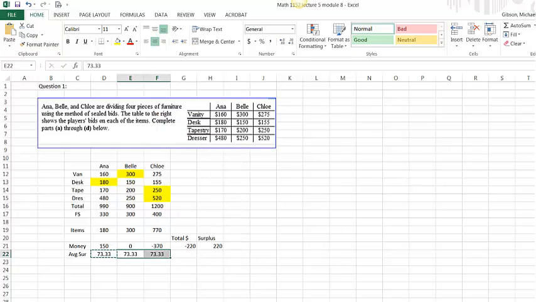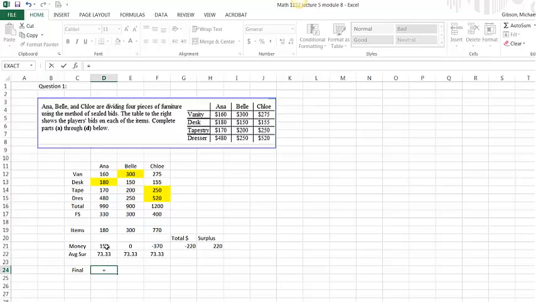Okay, we are getting very close to done with this thing. We know who gets which item. We have the money to balance that out. We've figured out the average surplus. All we have to do now is figure out the final settlement. And that is just going to be the money that was owed to balance things out plus the surplus is the final settlement. Right?